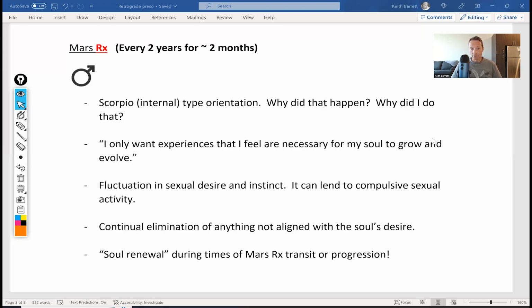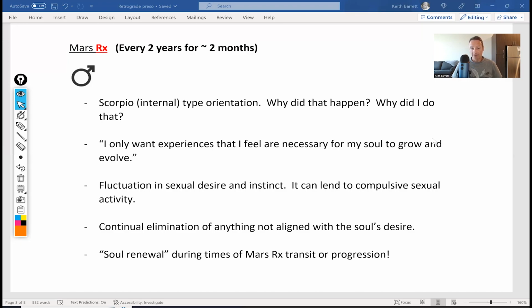Mars is related to relationship and sexual energy, right? So this could also mean a fluctuation in sexual desire and instinct. There can be periods of time where it feels like you can't get enough, and periods of time where you're like, stop, I'm not going to express that energy during this period of time. So this can be seen as fluctuations in how that energy is expressed. And just know that by having this symbol, that fluctuation is natural.